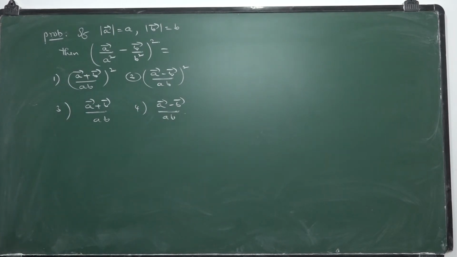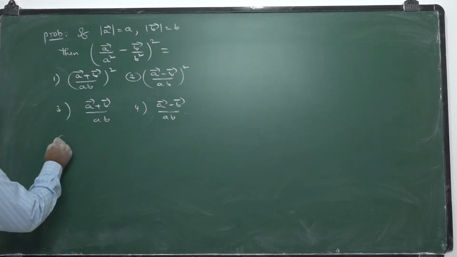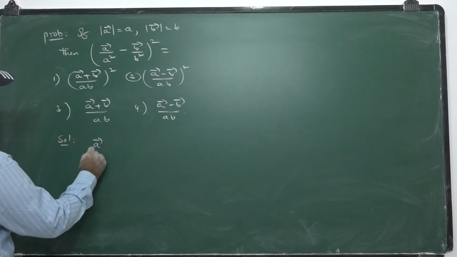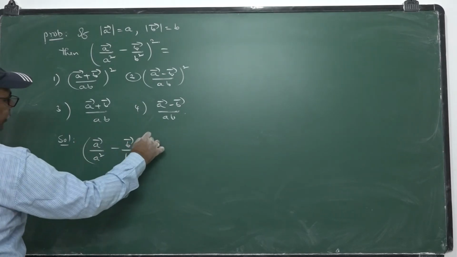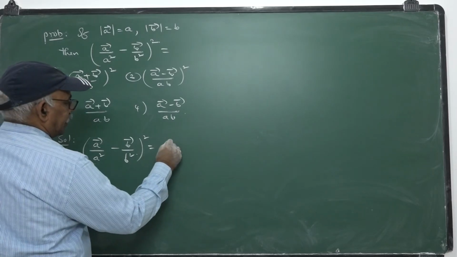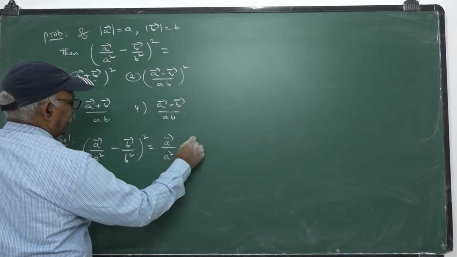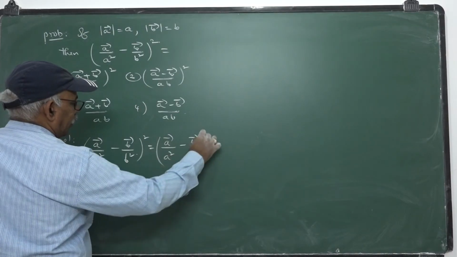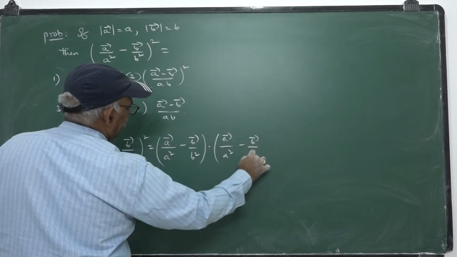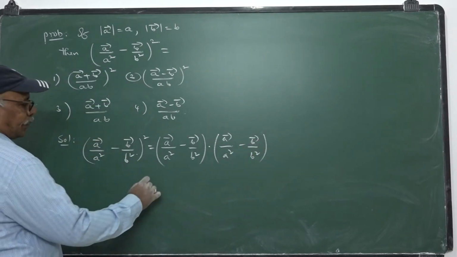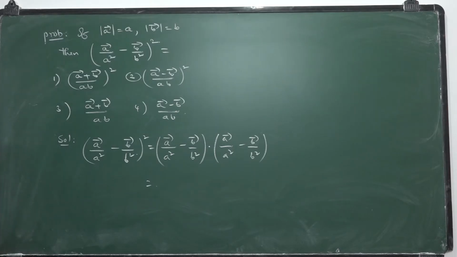Which one follows? A bar by A square minus B bar by B square whole square. Square in the sense that it is A bar by A square minus B bar by B square dot A bar by A square minus B bar by B square itself. Taking the dot product here.